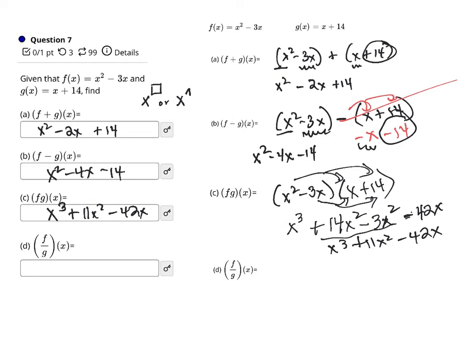Last one, f divided by g, the function of f divided by the function of g. So we're going to have x squared minus 3x in the numerator. In the denominator, we're going to have x plus 14. And now if we could factor something out, we would, but we haven't gotten to the factor section, so I don't think they'll give us one where we have to factor. So this is our answer, x squared minus 3x over x plus 14.